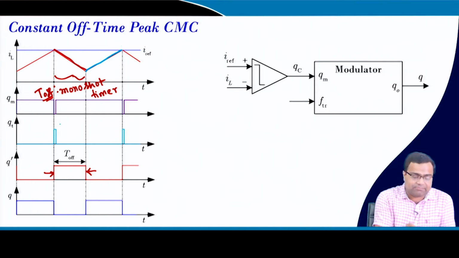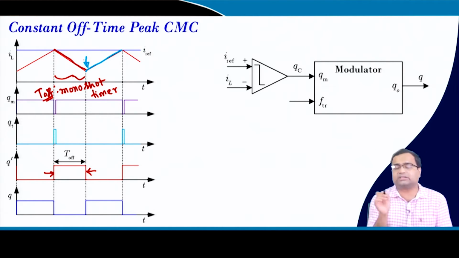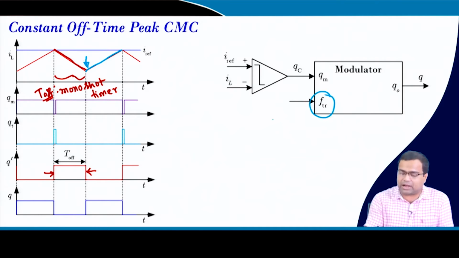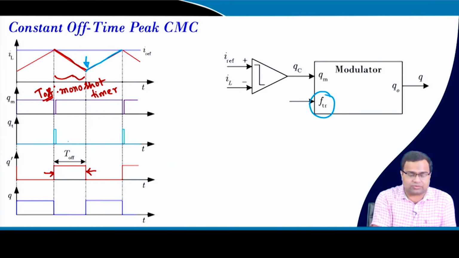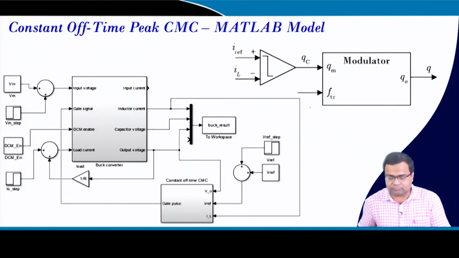So what is the trigger pulse here? The trigger pulse comes when the counter completes the counting. That means this is the time when the counter finishes counting and creates a trigger pulse. So this trigger pulse will come from there, when the counter starts.